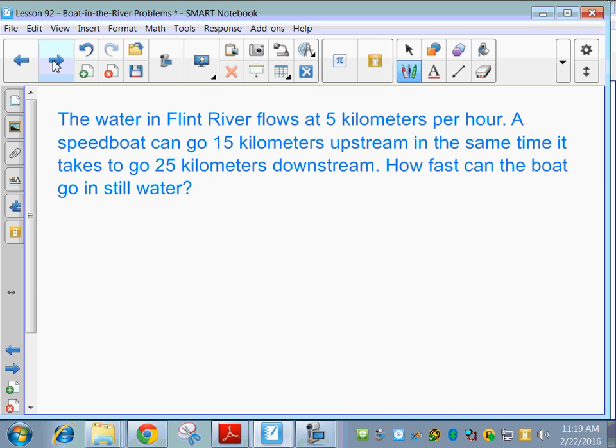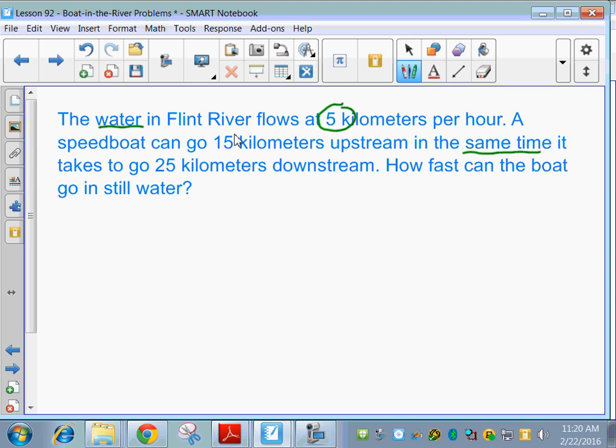All right. One more. The water in Flint River flows at 5 kilometers per hour. So a speedboat can go 15 kilometers upstream in the same time it takes to go 25 kilometers downstream. How fast can the boat go in still water? So basically, how fast is the boat? Still water is just the speed of the boat. So we've got 5 kilometers per hour as the speed of the water for both equations. We've got the same times, so times are just going to be T for both.